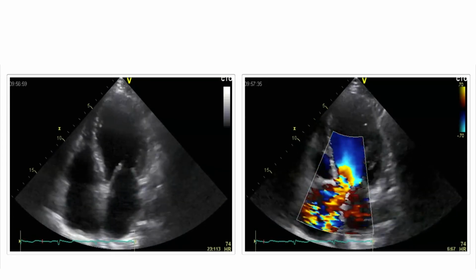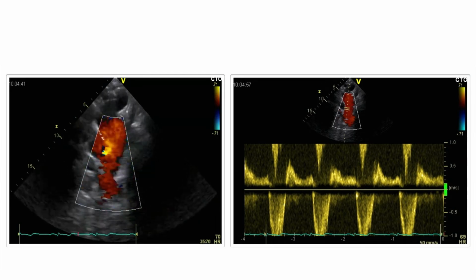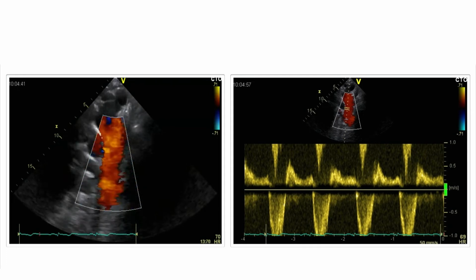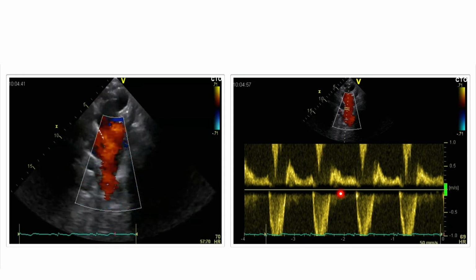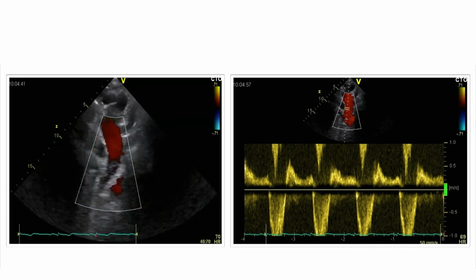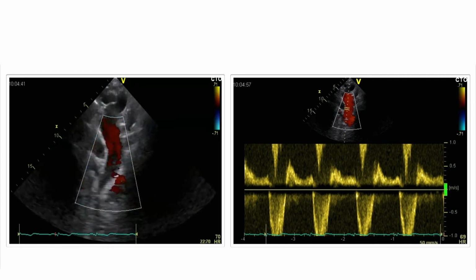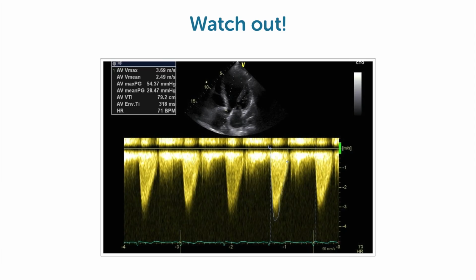And now we'll show you the retrograde flow. And well, just by looking at the color Doppler, we see this huge amount of blood in red going back into the arch. And when we see the pulsed wave spectrum, we see this flow is during all diastole, so it's a significant AR.